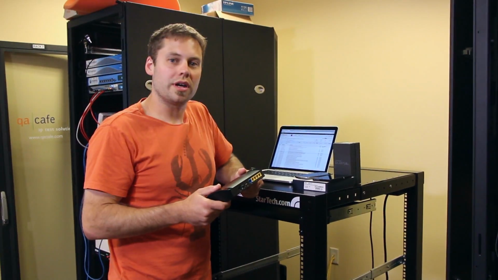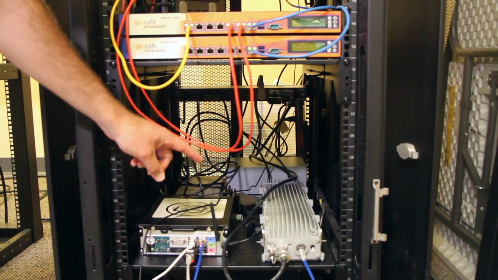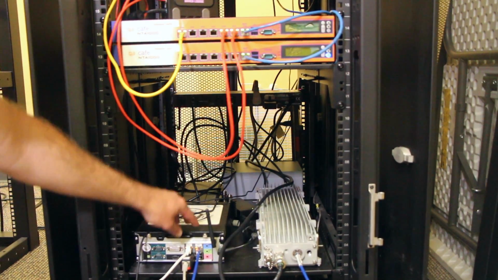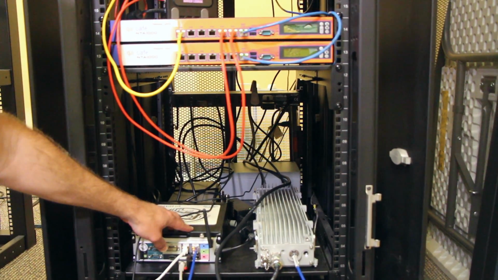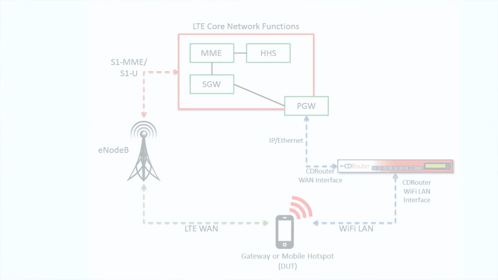To make this setup work, you need an LTE core simulator, which I've got right here. Here we have a lab-grade eNodeB, which is this gray box here, and then also a system that simulates the LTE core network. With these two devices together, we can actually test LTE gateways and handsets with CDRouter.